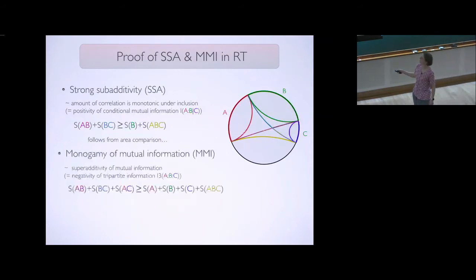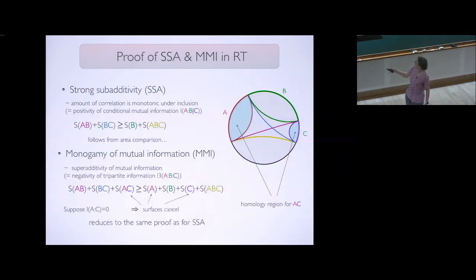So similarly, if you do monogamy of mutual information, the proof is actually the same. Here, the only question is this combined AC system. Well, what it is depends on whether there's any correlation between them or not, or rather, whether this set of surfaces has smaller area than this set of surfaces. So in the first case, the areas of these two would be calculating S of AC, and then these three surfaces cancel, and what you're left with is precisely SSA.